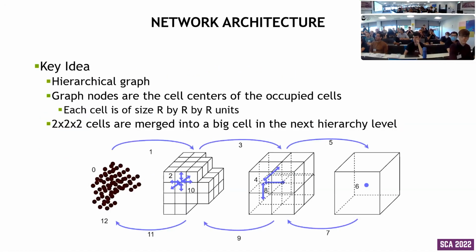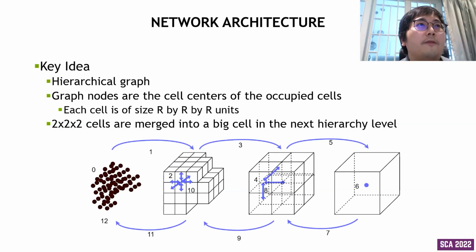The key idea is that we have a hierarchical graph, and the graph nodes are basically the cell centers of cells occupied by particles. The cell size is R by R by R, the same as the interaction radius of particles in the DeepMind work. Then we merge 2 by 2 by 2 cells to form the coarser grid, and we keep performing the coarsening to get to the next coarser level.